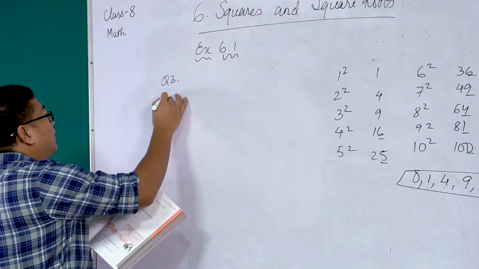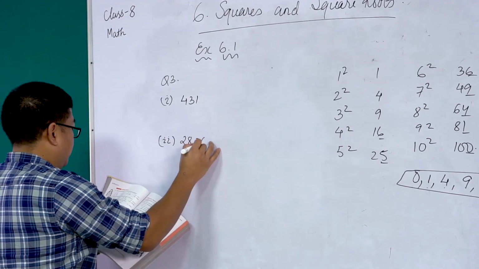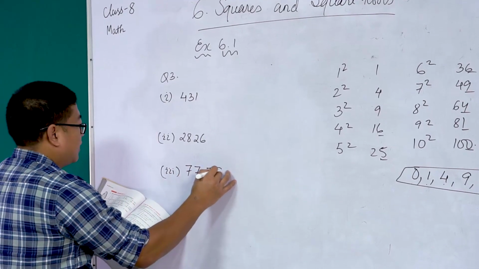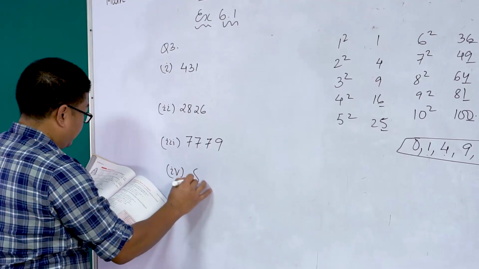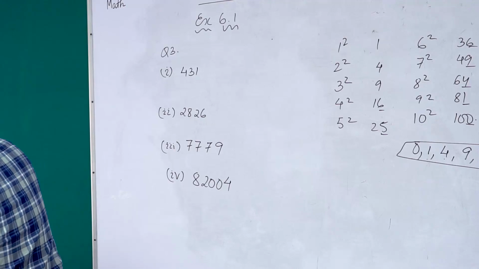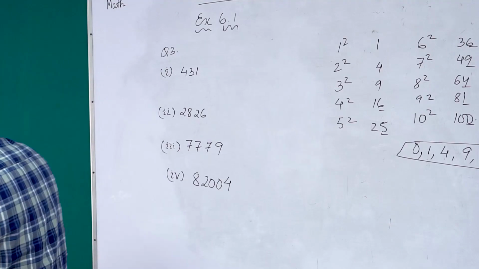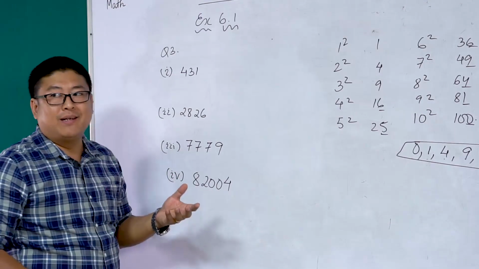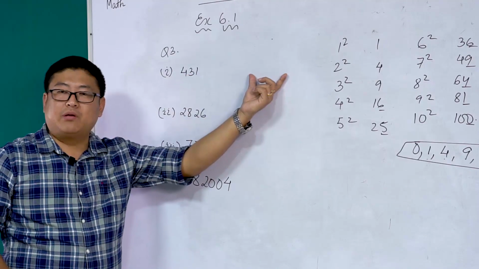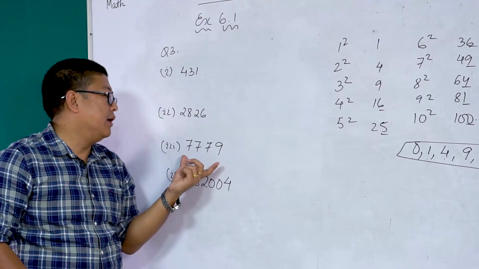Now for this, I'll write all the numbers. 431. The next is 2826. The next is 7779. And question number 4 is 82004. Now they're asking us the squares of which of the following numbers would be odd. That means if we multiply 431 into 431, will it be an odd number or an even number? Same for this. If we multiply 2826 times itself, will it be an odd number or an even number? Same with this and this.